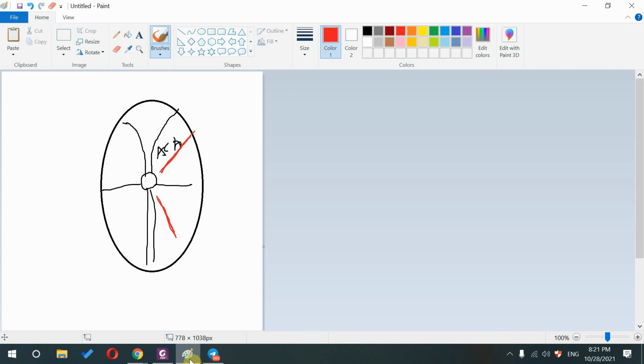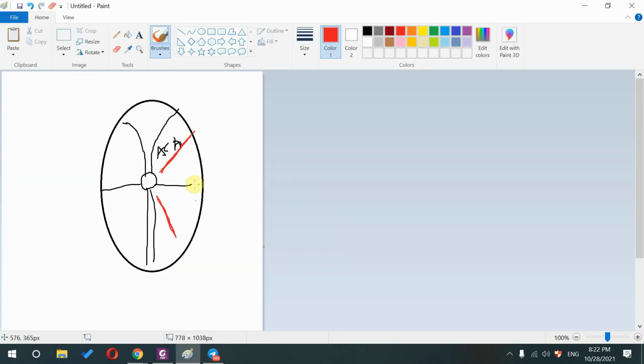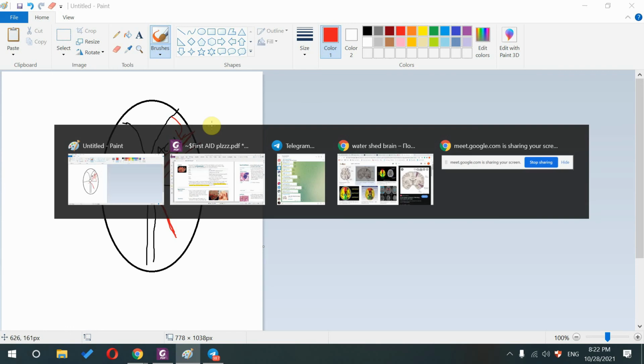Okay, so the next thing here, we have the brain. We said something about the watershed area. Look what they write here, guys. Watershed area, border zones. They receive a blood supply from the most distal branches of two arteries with limited collateral vascularity, which means, like I told you guys, this two-territory type of thing. So this guy says, I got it, and this one says, I got it. But in reality, they got everything except this freaking point that everybody is fighting about, but it's the only one actually getting all of the harm.